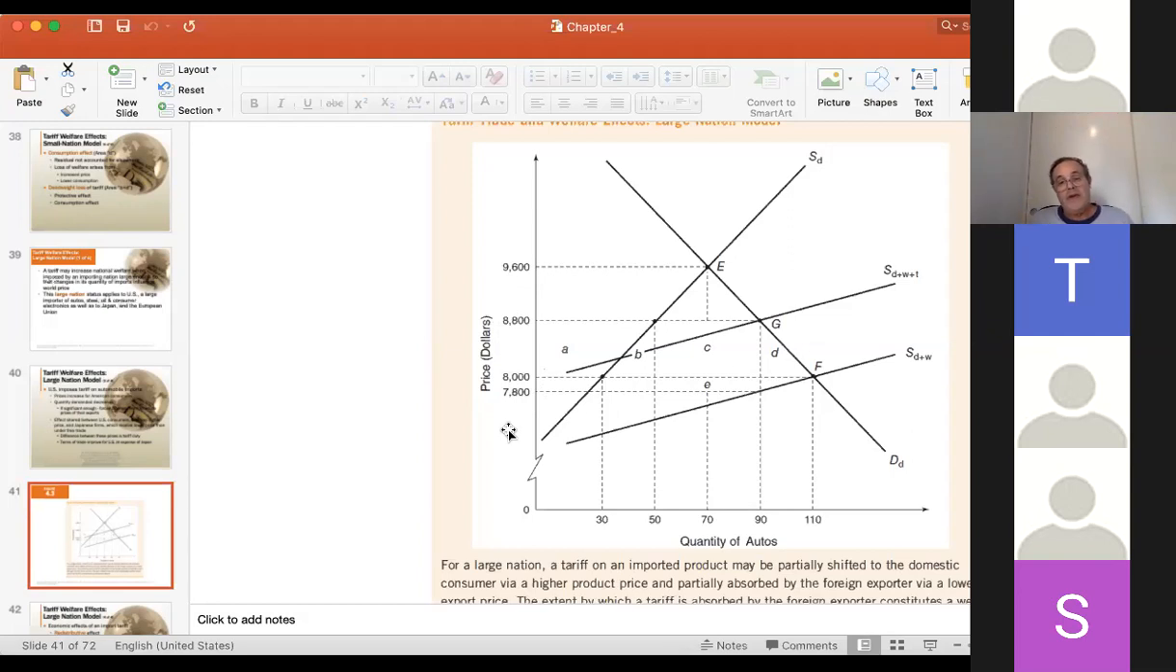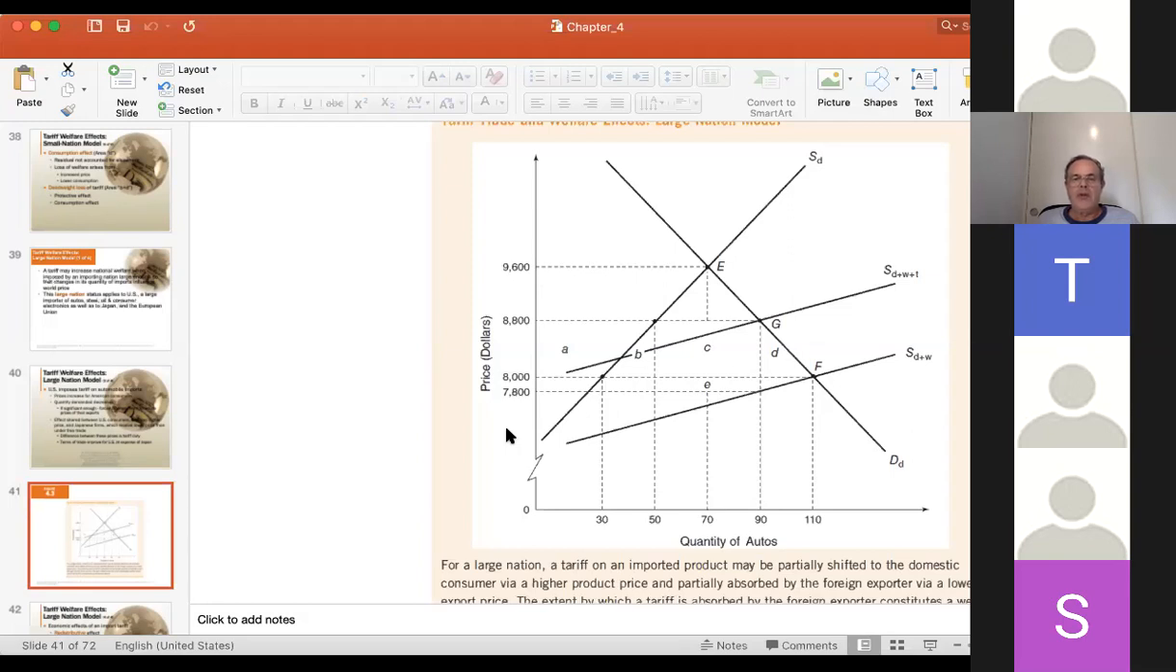So this is one thing that we learn from a large country, that the supply curve is no longer perfectly elastic, that the foreign producer is willing to take a price cut to preserve a good chunk of its sales of autos to the US. And what would happen is that the consumer in the US will not end up paying for all the tariff, will only pay part, and the producer will pay part.